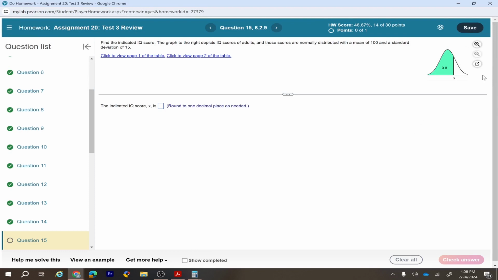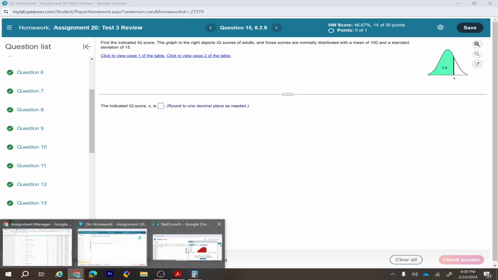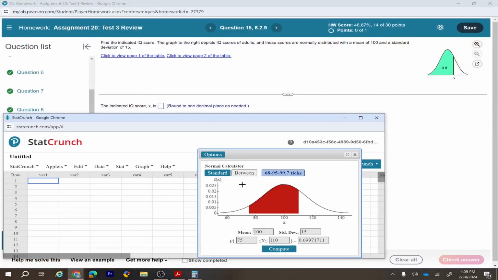Okay, here we would like to find out the value of x such that the area under the curve is 0.8. Find the indicated IQ score. The graph on the right depicts IQ scores of adults. Again, the same calculator here. It's a standard one, 115. We have been given the area.